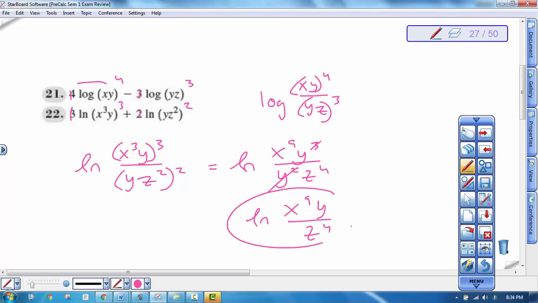And I should have done the same thing here because these y's simplify. So when you rewrite this, log of x to the 4th, y to the 4th over y to the 3rd, z to the 3rd. 3 of these cancel, leaving just 1 left, so it ends up simplifying to this.